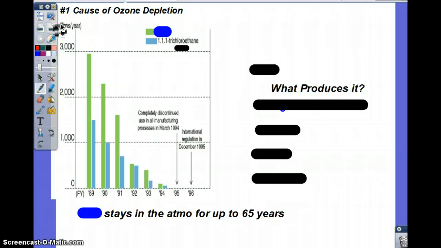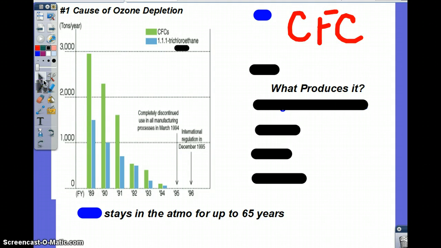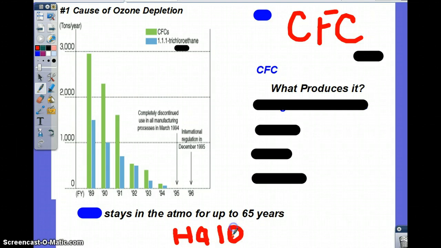All right, so what caused this problem? The main thing is CFCs. I'll make that bigger for you to see. CFCs, which are called chlorofluorocarbons. Other possible contributors are halons, and that's all I want you to know for this test, okay? And we're going to focus on this.